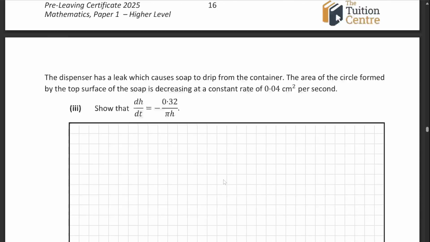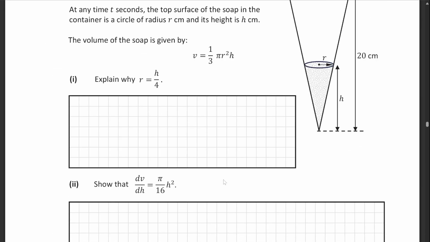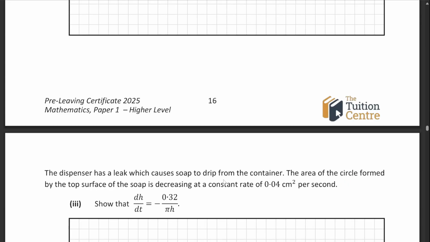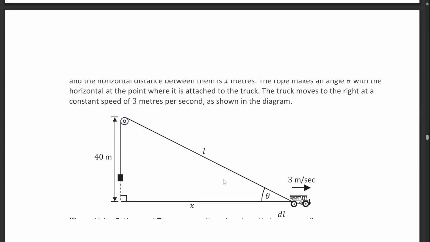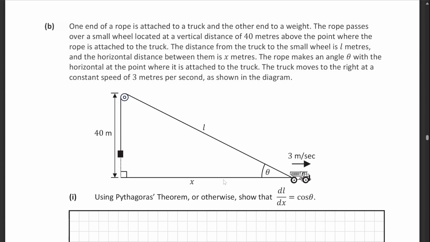Well, what are we given? We're given dh dt, and we're given dV dh. So yeah, we can find dV dt. Ground stuff. What on earth is this? They threw an applied maths question in here. Oh my god. dl by x equals cosine of theta.